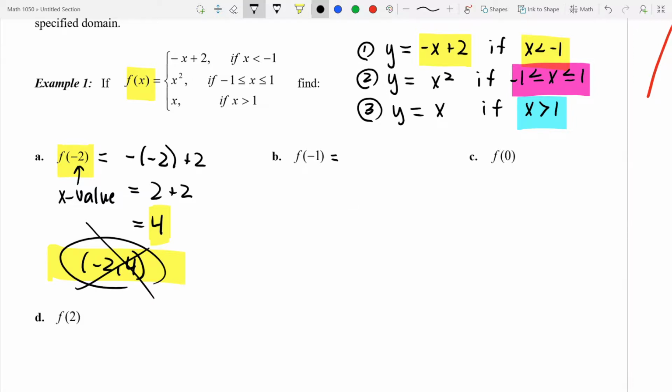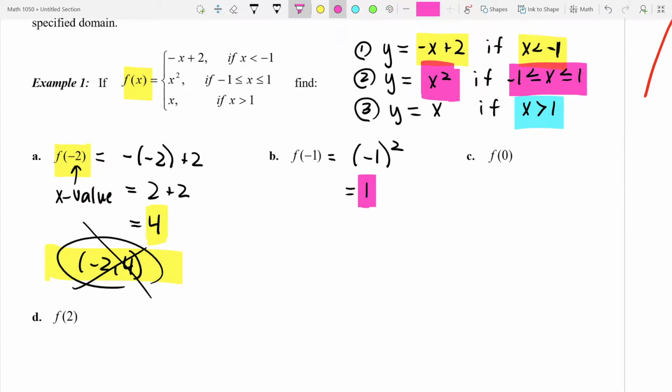If x is a negative 1, okay, look at it. You tell me, 1, 2, or 3. Everybody talk to me. 2. It's 2. Why didn't you say 1 if there's a negative 1 right here on 1? Tell me. There's no equals, so it's down below. So in parentheses, put a negative 1 squared. That's a negative 1 times a negative 1, which is a positive 1. So all I did is go into that equation, and in parentheses, put a negative 1. There's my answer. I'm good.